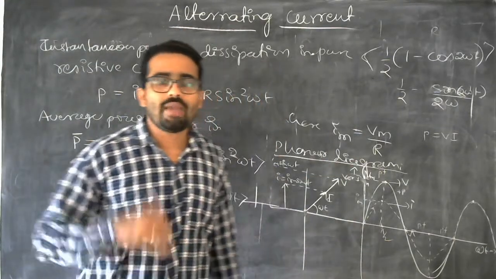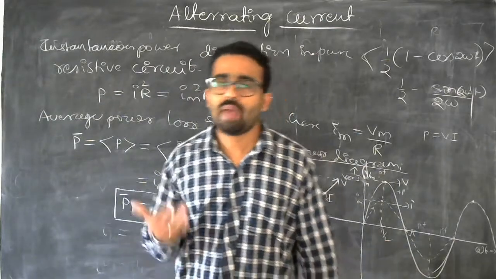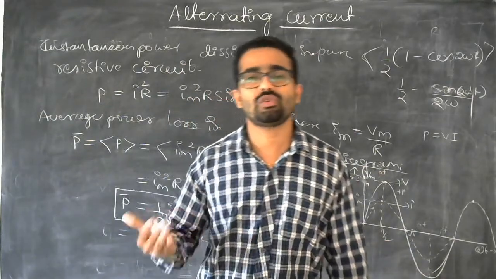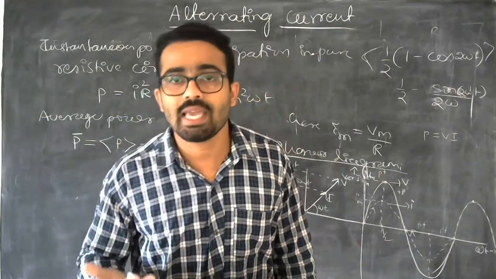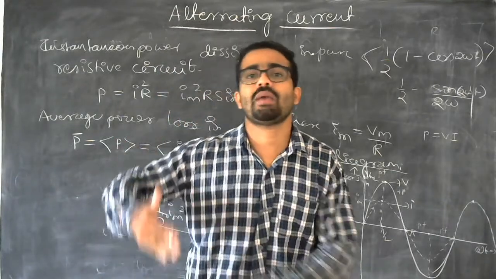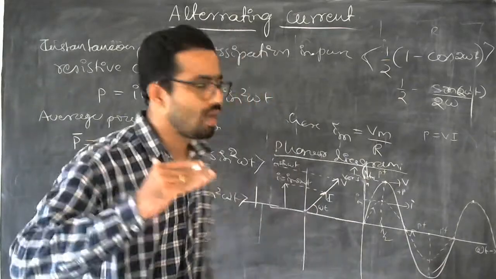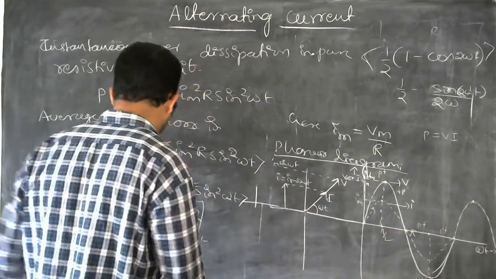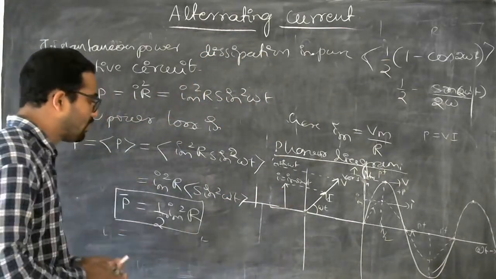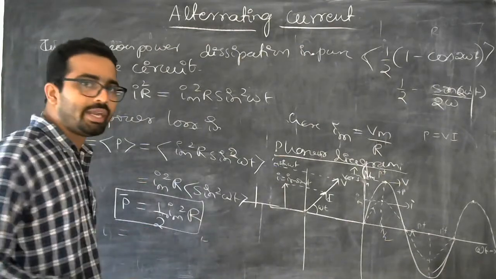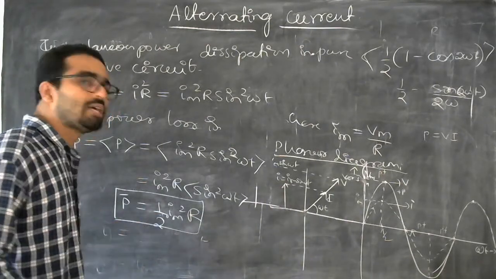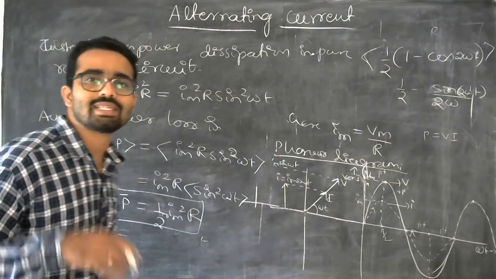So why are we taking root mean square? The concept of root mean square is used to represent the AC in the same form as DC. That is why we are using RMS. I hope you understood this. P is equal to half into Im square into R. Now what is our intention? We have to represent this power in the same form as a DC.